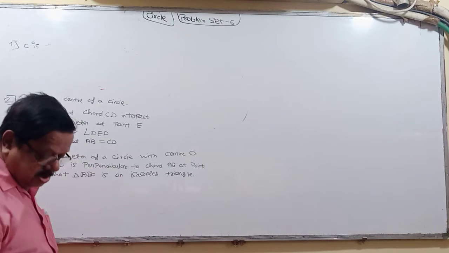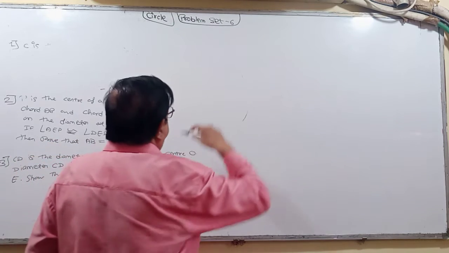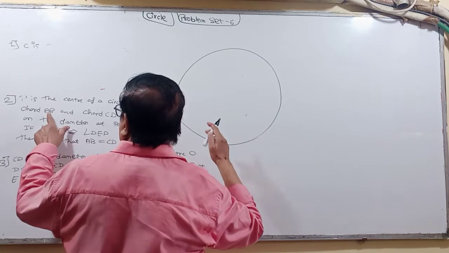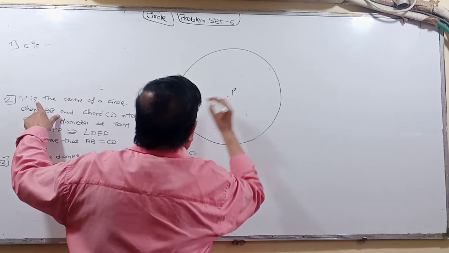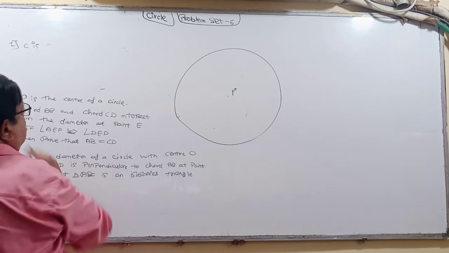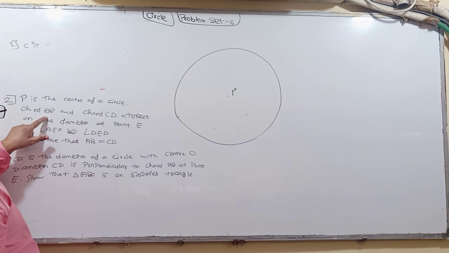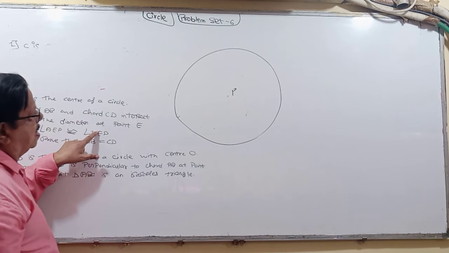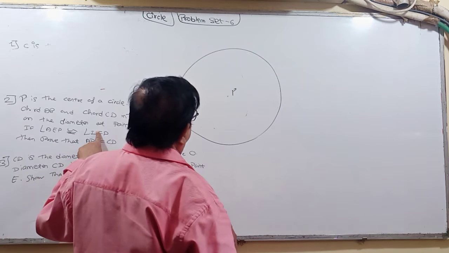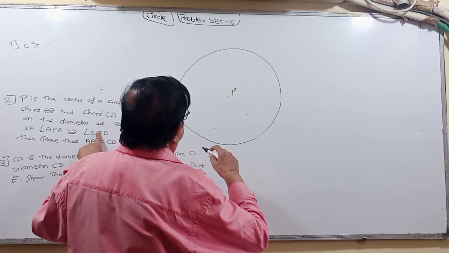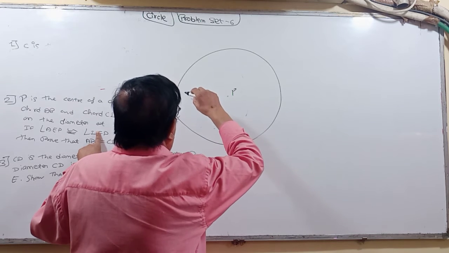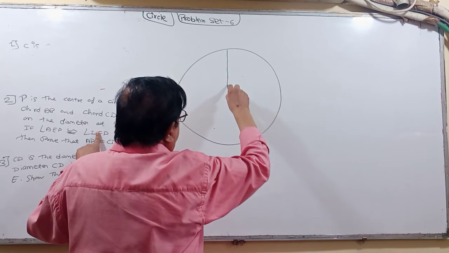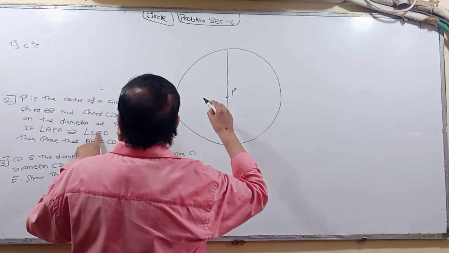P is the center of the circle. Let us figure out the figure. Circle. P is the center of the circle. Yes, P is the center of the circle. And chord AB and chord CD intersect on the diameter at point E. Chord AB and chord CD. Chord AB on the diameter. Okay, this is the diameter. Diameter is CD. Okay.